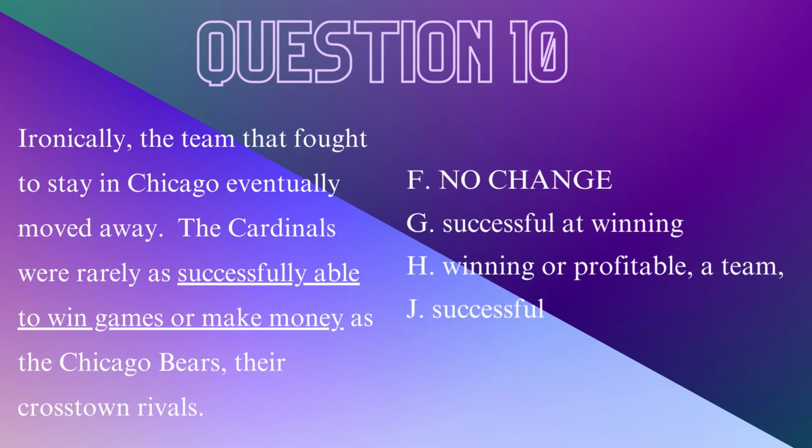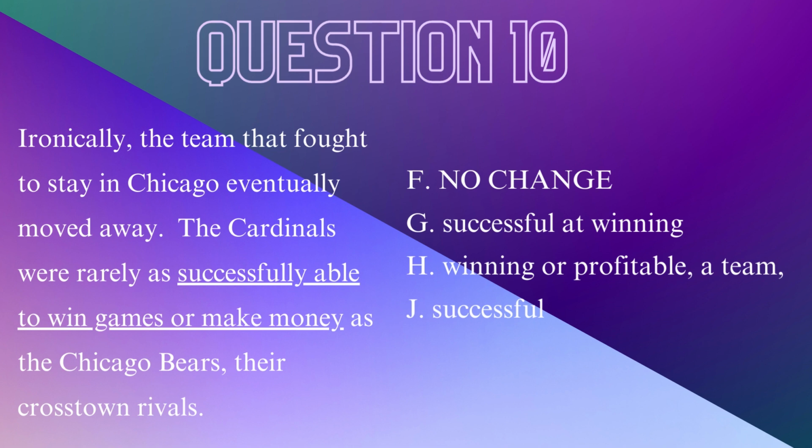Question 10. Ironically, the team that fought to stay in Chicago eventually moved away. The Cardinals were rarely as successfully able to win games or make money as the Chicago Bears, their crosstown rivals. Okay, so the underlined portion, successfully able to win games. Well, if you're winning a game, you're being successful, right? So that in itself tells us that F, no change, is not going to be the answer because that's redundant. The other choices, G, successful at winning, H, winning or profitable a team, all of that is unnecessary.